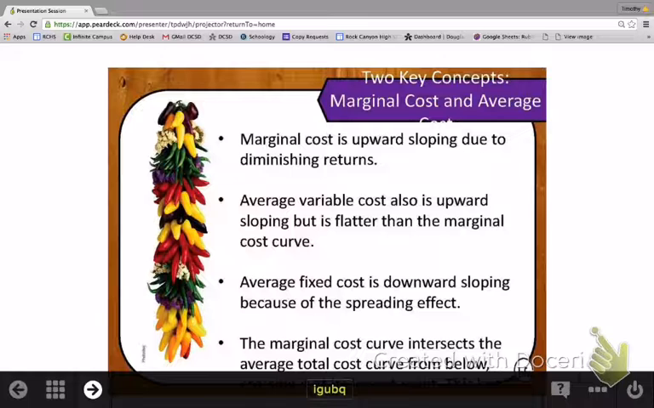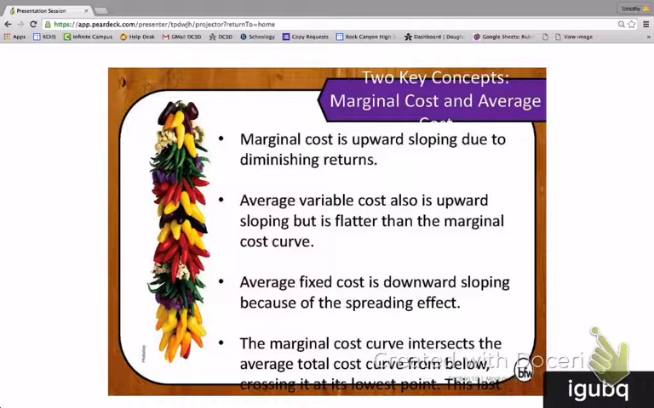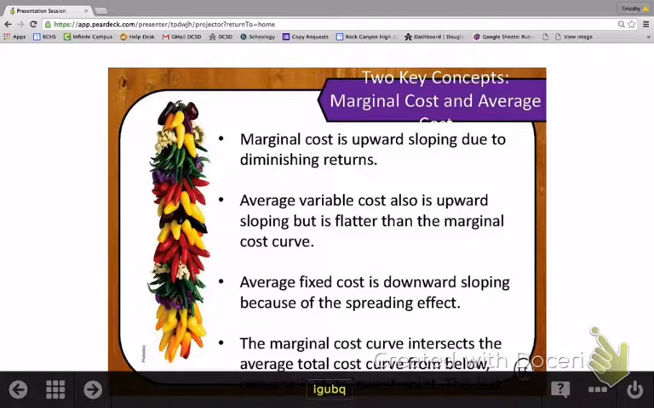So marginal cost is upward sloping due to diminishing returns. Average variable cost also is upward sloping, but is flatter than the marginal cost curve. Average fixed cost is downward sloping because of the spreading effect, and the marginal cost curve intersects the average total cost curve from below, crossing it at its lowest point. And this last point is important because that's going to mean something for the firm in terms of its cost of production.